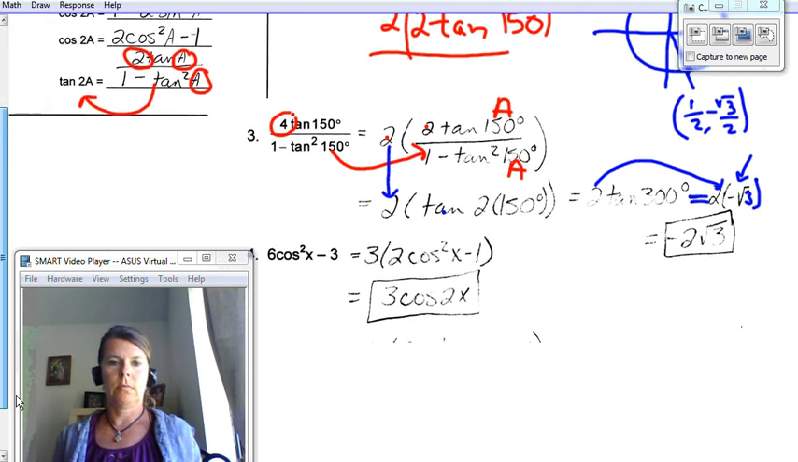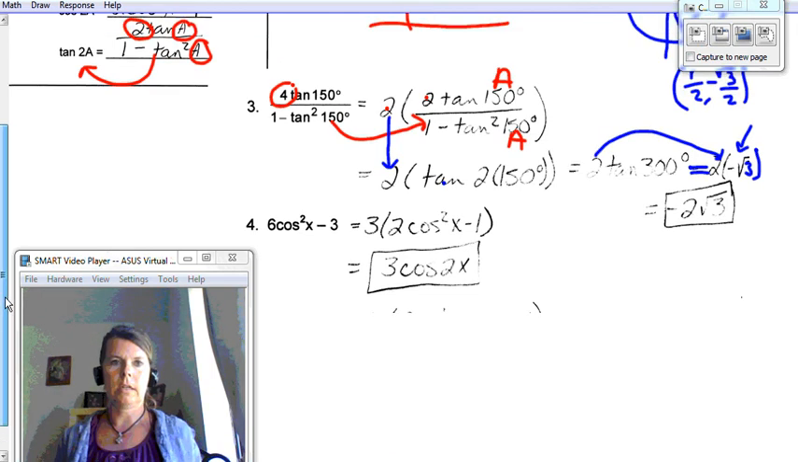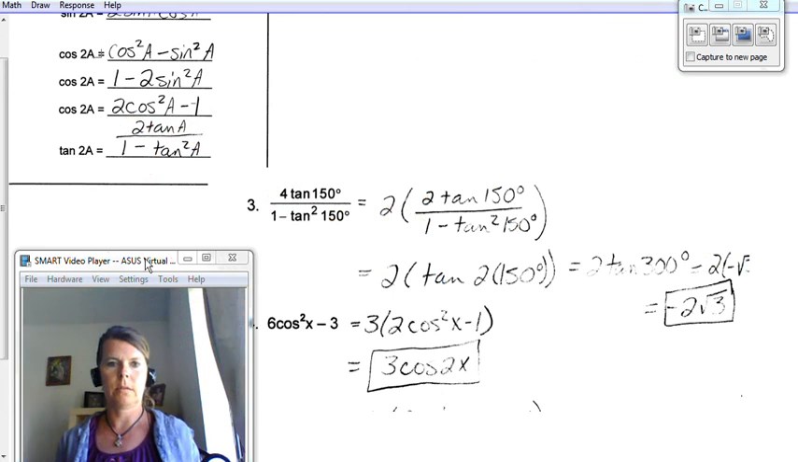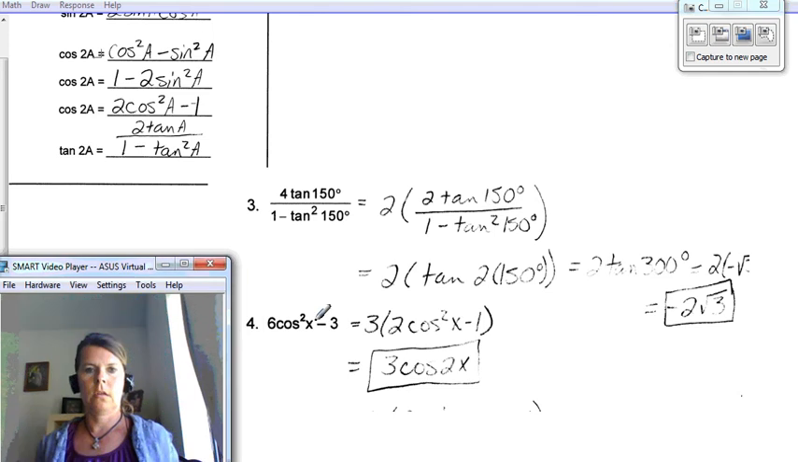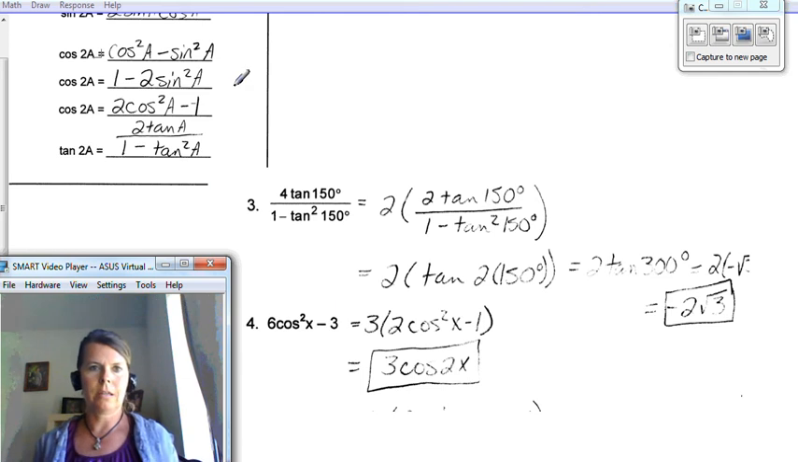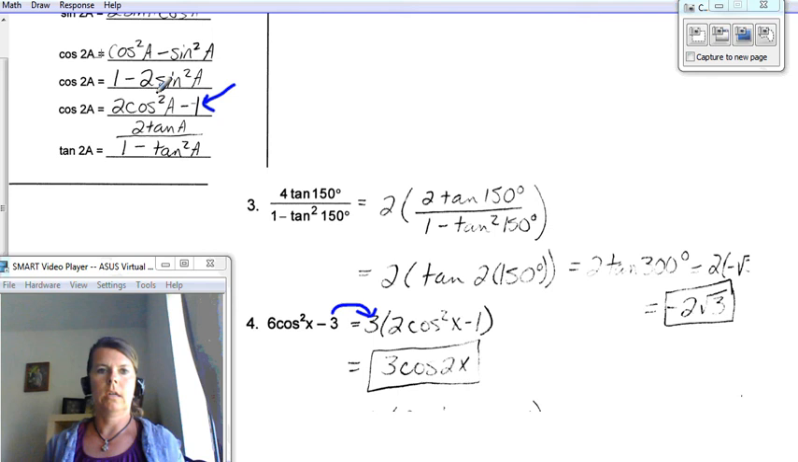Okay, next problem. 6 cosine squared x minus 3. Well, that doesn't really look like any of these identities. I'm going to clear my ink there so we can start fresh, and I'm going to move myself over. There you go. Okay, so right here you have 6 cosine squared minus 3. It kind of looks like this one if I were to factor out a 3. And that's what they did. Factor out a 3, 2 cosine squared x minus 1. Now it looks like this one.